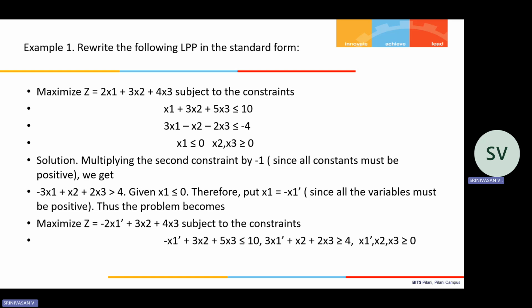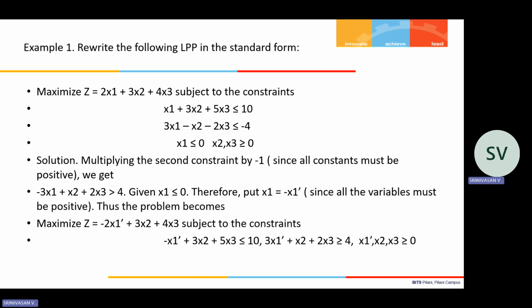Okay, right. Next one, 3x1 dash, because you have minus 3x1, where minus x1 is nothing but x1 dash. So minus plus 3x1 dash plus x2 plus 2x3 greater than or equal to 4.